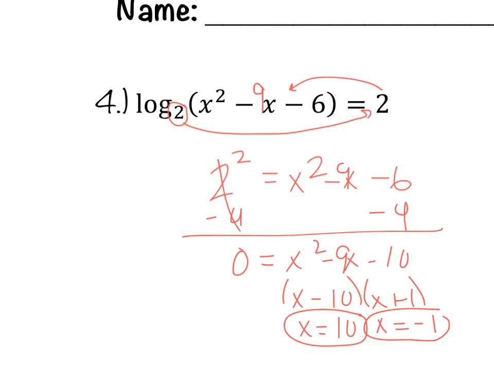If you plug in 10, 10 squared is 100, minus 10 times 9 is 90, so it's 10 minus 6 is 4. So this works, and you can verify it. Negative 1 squared is 1. Negative 9 times negative 1 is 9, so it's 10 minus 6 is 4. So they both give you the same value there in the log. They're both positive, so both answers actually work.